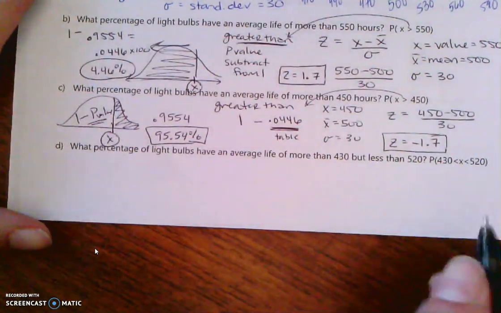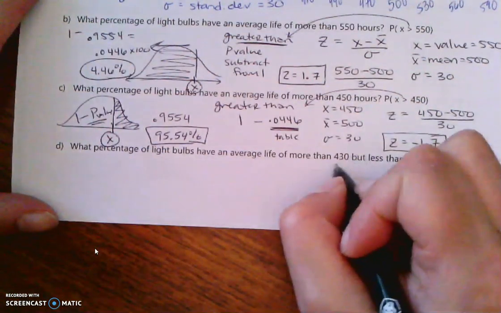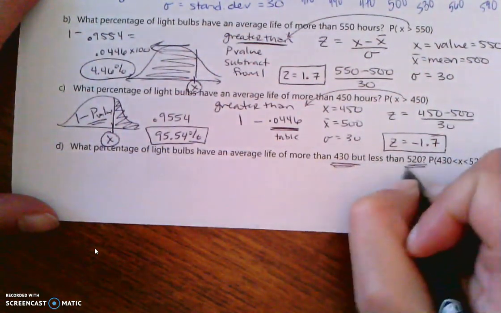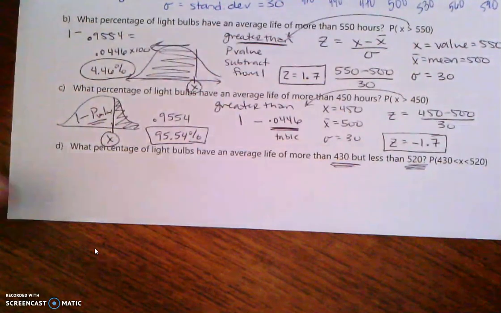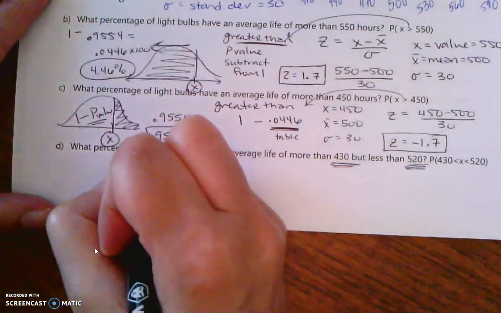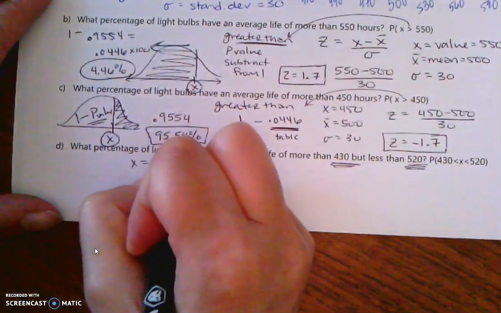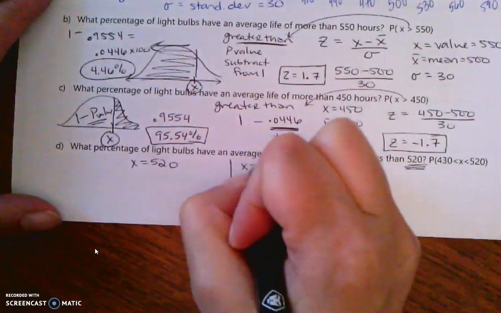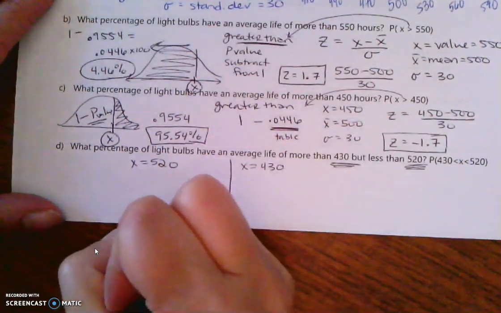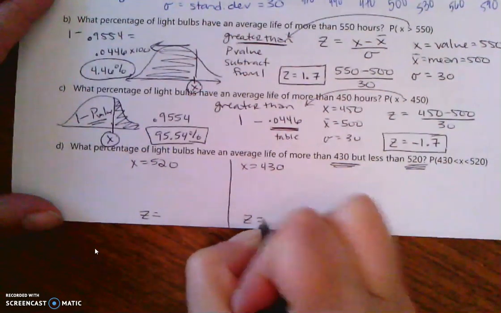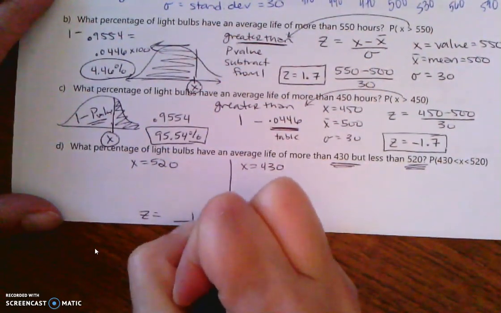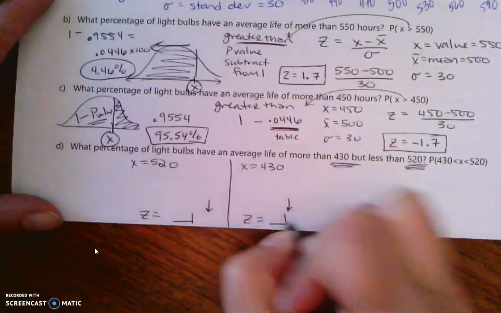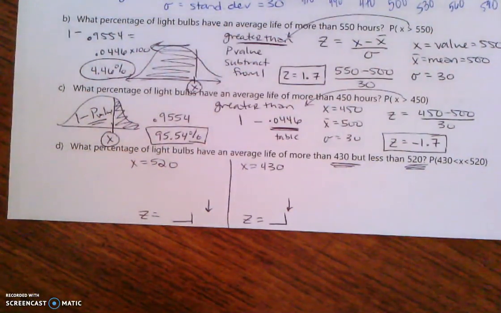Last one. What percentage of light bulbs would have more than 430 but less than 520? So this time you have to do the problem twice. You have to use an x of 520 and do the problem out, and an x of 430 and do the problem out. Find a z-score for both, and then find your p-value for both, and then I'll pick up from there.